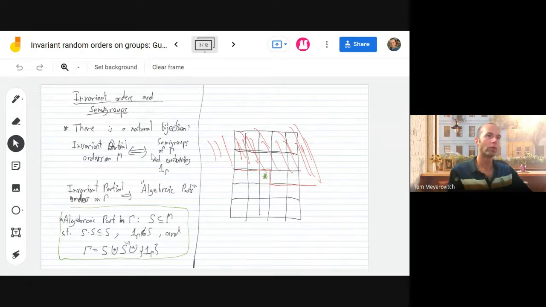The other way around, if you have a semigroup which does not contain the identity, then you can define, okay, so the bijection goes like: g is less than h if and only if g^{-1}h is in the semigroup.